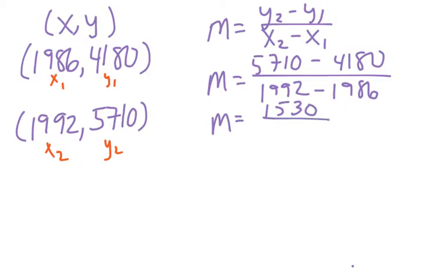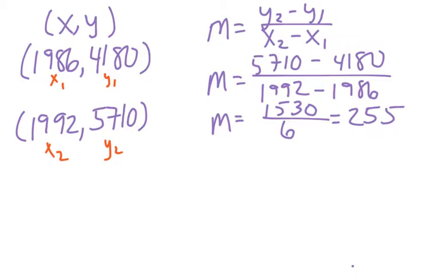1530, and I don't know if you can tell, but I paused the video so I could do that out. And then 1992 minus 1986 is 6, and then that is 255. Now, what that tells you is that over the course of 6 years, the number of genes that were sold went up by 1,530, or 255 additional pairs per year. That's your slope, and it actually represents a rate of change. It's how many more pairs of genes they sold on average each year.